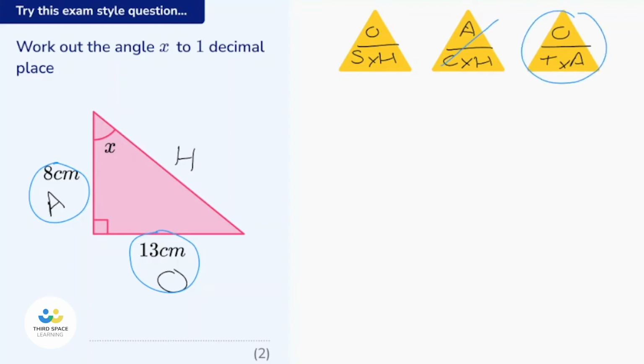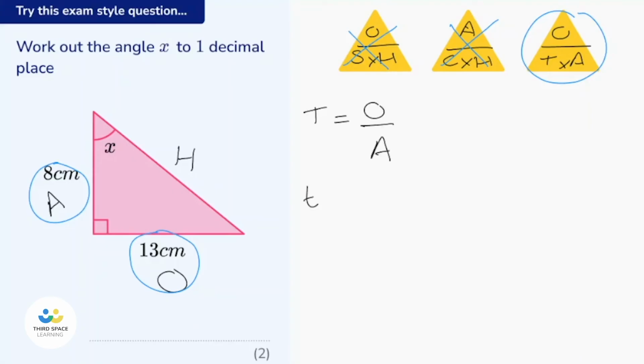So we don't need that one, and we don't need that one. Right, what were we trying to find? We wanted to work out angle X. So out of T, O and A, tan, opposite, adjacent, it's tan that involves the X. So let's cover up T and write down what that equals. T is equal to the opposite divided by the adjacent.